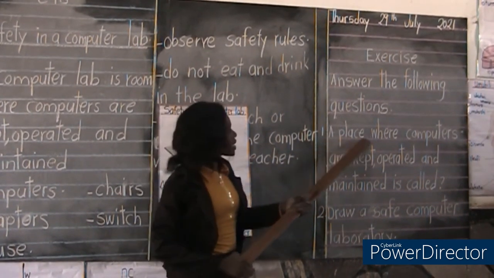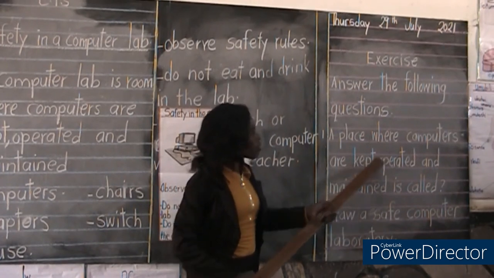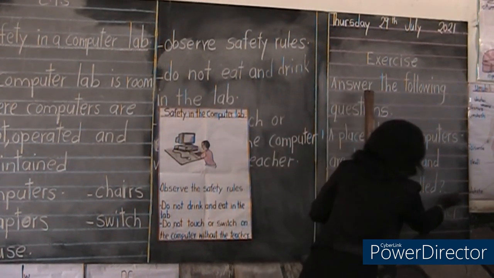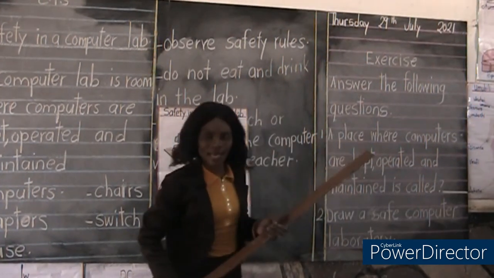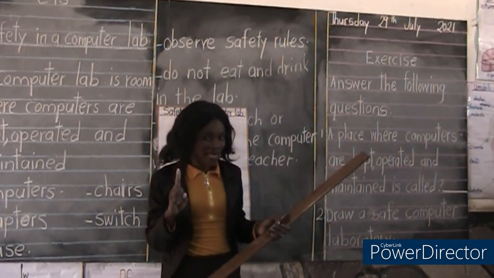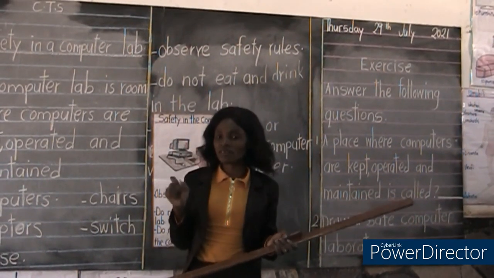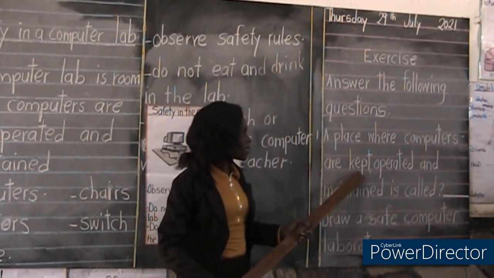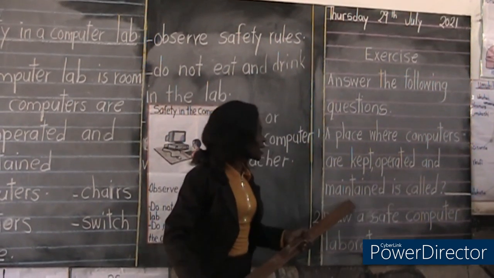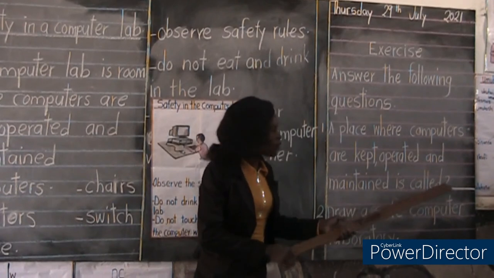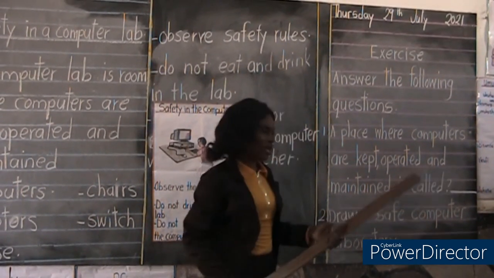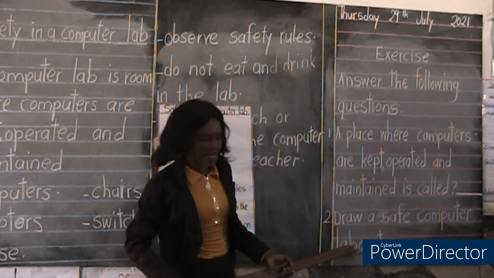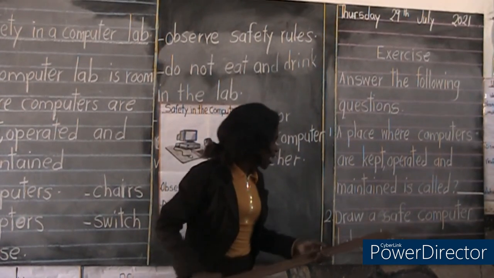Question 1. A place where computers are kept, operated, and maintained is called dash. I want you to write the answer. I'll read again. Listen. Love yourselves and listen to me. Question 1. A place where computers are kept, operated, and maintained is called dash. You write the correct answer here. Question 2. Draw a safe computer laboratory.